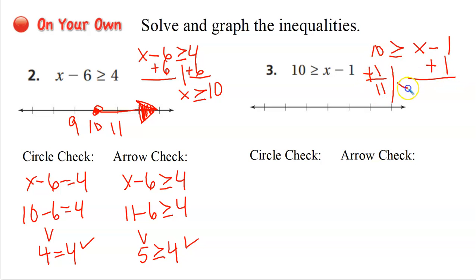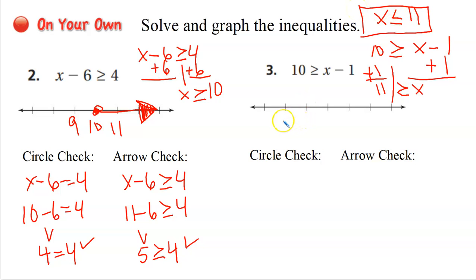I get 11 is greater than or equal to x. Ooh, wait a minute. The x is on the right-hand side. I'm going to rewrite the whole thing by switching the variable, the sign, and the number. I'm rewriting it as x is less than or equal to 11. Now I know the arrow goes to the left.